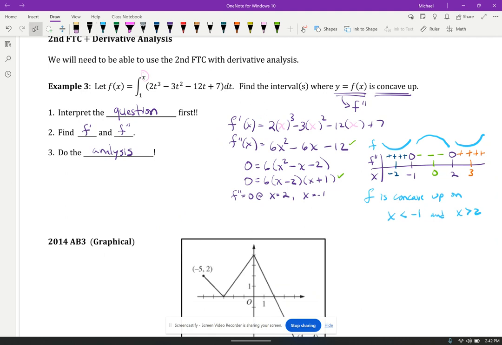So think about what we're talking about. We're not talking about this function, because that function would be a cubic. We're talking about the integral of this function, which we're calling f. And we figured out that that function, that area function, that function defined by definite integrals, is concave up on these intervals of x, just knowing what we know about the second part of the fundamental theorem and derivative analysis.